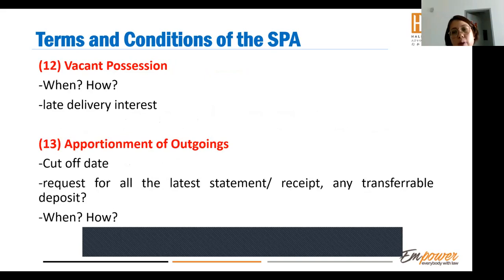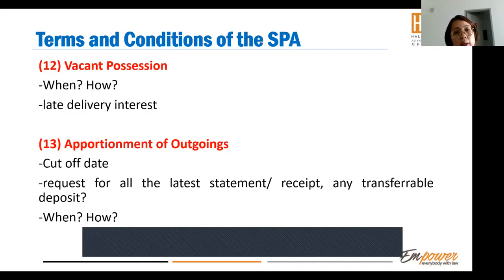Normally it's within 3 working days or within 5 working days upon the balance purchase price being received, or if there is a late payment, which incurs what we call the interest, within 5 working days or 3 working days upon full payment of the balance purchase price together with the late payment interest, then the vendor has to deliver the vacant possession to the purchaser.